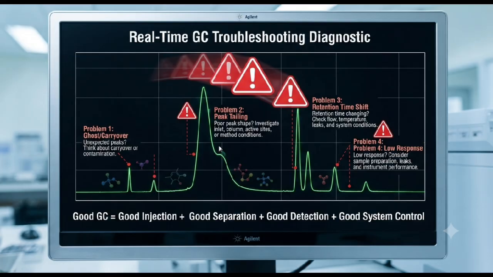What can go wrong? Problem 1, ghost peaks or carryover. Problem 2, peak tailing. Problem 3, retention time shift. Problem 4, low response.